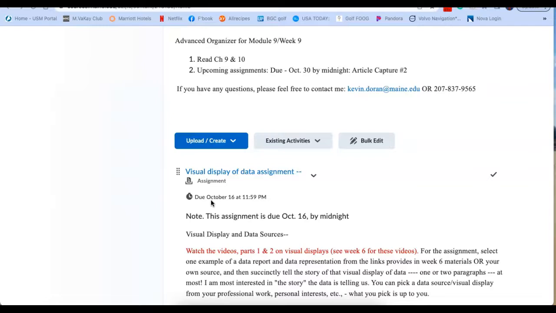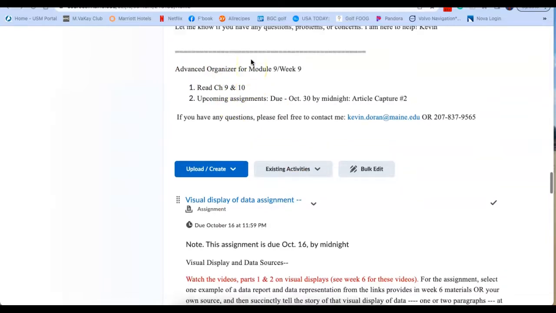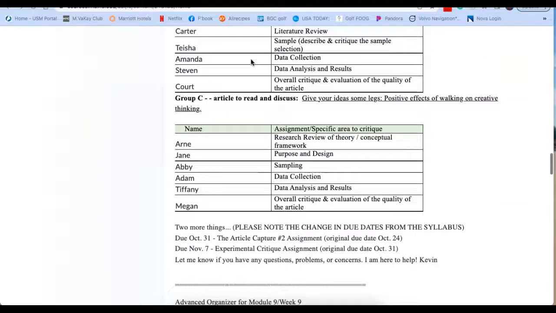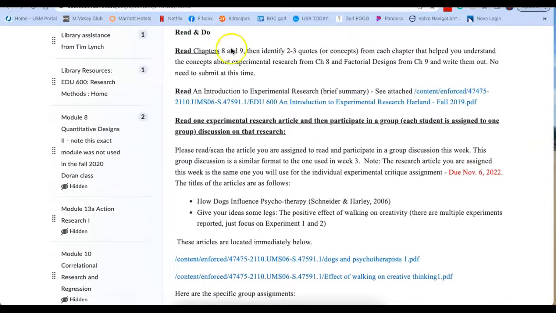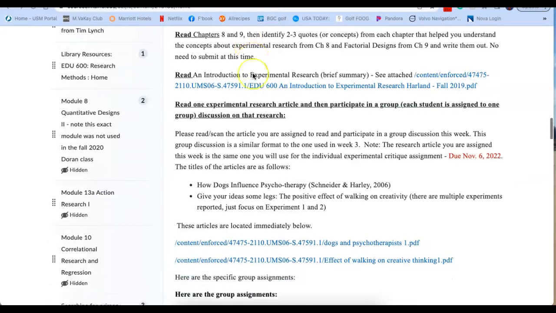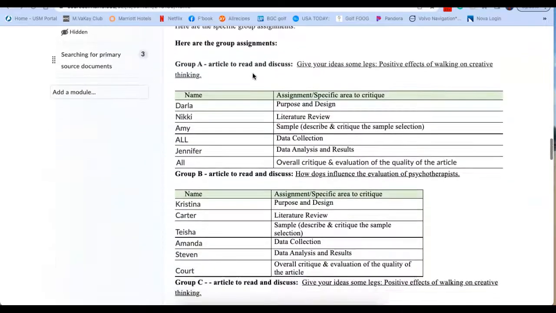So it's more than just getting these things done, doing a discussion post. It's really an opportunity for you as a group to discuss the actual research. I encourage you to take a look at chapter 9. Well, that's for the following week. There's a lot of information in our textbook, and I encourage you to look specifically at chapters 8 and 9, which will help you understand experimental research and critique it. Okay, so these are your groups.